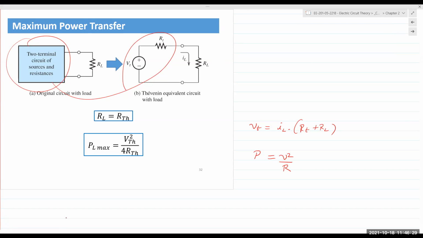Power will be max when the slope goes to 0. So we set it to 0, and you reduce it, and you obtain PL max is VTH squared over 4 times RTH. That's the maximum power that will be transferred at the output. So the power at RL cannot exceed this value.